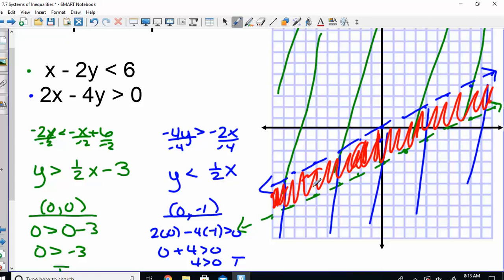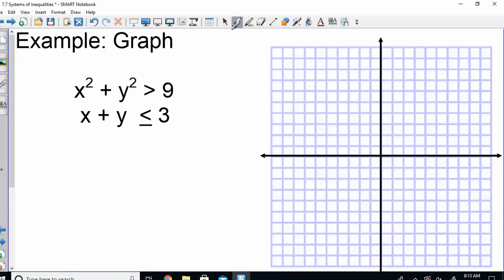I wanted to look at a couple that were not linear. So here is our first example. X squared plus y squared is greater than 9. Does anyone know what x squared plus y squared looks like? It wasn't one of our parent functions. So what do we do if we don't know what a graph looks like? We can't even put this in our calculator because to put it in the calculator it has to be y equals. So let's make a t-chart and graph it.